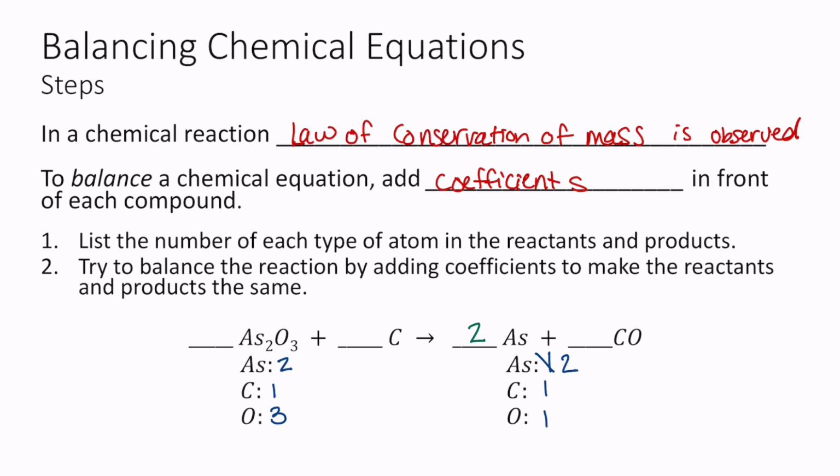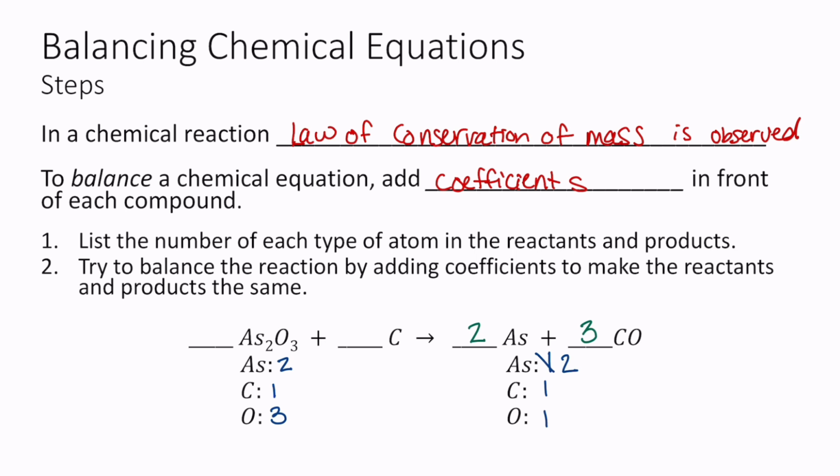The next thing I'm going to look at is the oxygen. So I have 3 oxygens on my reactant side, but only one on my product side. So I'm going to add a coefficient of 3 in front of my compound. Notice I cannot put the 3 right here because if I do that, I'm dealing with CO3, which changes the identity. I don't want to change the identity. I just want to change the amount. So to do that, I have to put a 3 out in front.